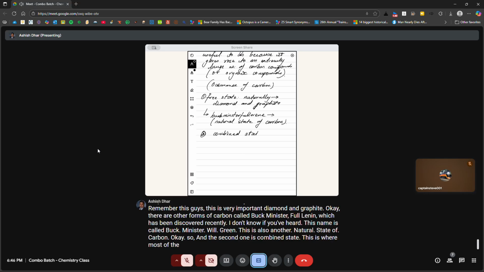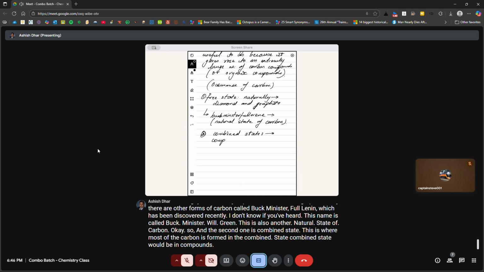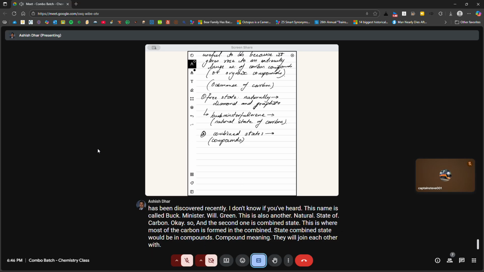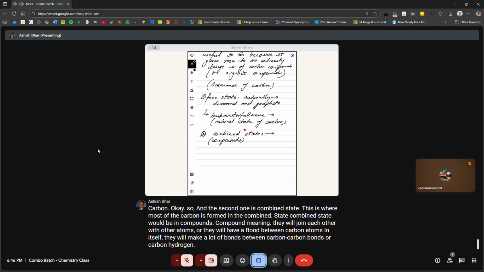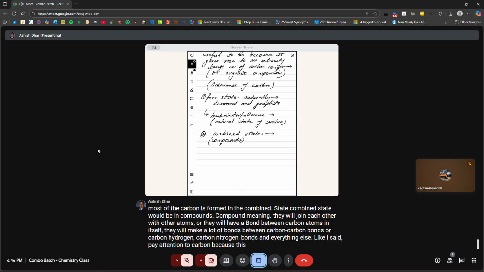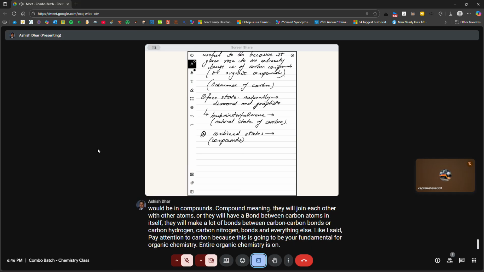And the second one is combined state. This is where most of the carbon is formed, in the combined state. Combined state would be in compounds. Compound meaning they will join each other with other atoms, or they will have a bond between carbon atoms in itself. They will make a lot of bonds between carbon-carbon bonds or carbon-hydrogen, carbon-nitrogen bonds and everything else. Like I said, pay attention to carbon because this is going to be a fundamental for organic chemistry. Entire organic chemistry is on carbon.